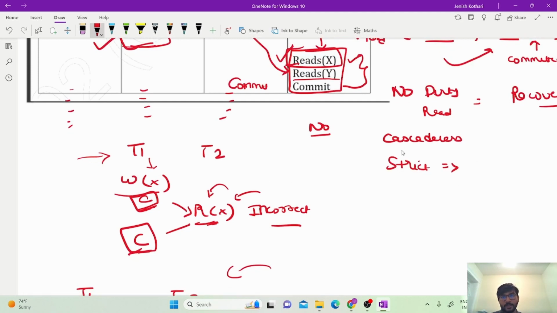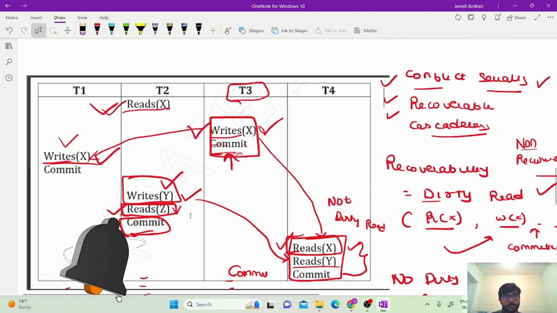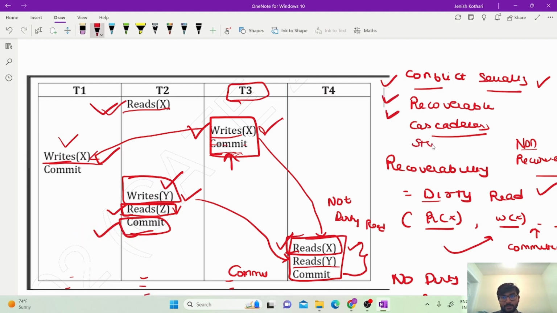In case it is asked whether it is strict or not, you can look up the definition of strict schedules. Every strict schedule is a cascadeless schedule. That's the reverse case in a Venn diagram. If we try to represent it, the strict schedule is over here, and the cascadeless schedule is over here. So every strict schedule is a cascadeless schedule. So that's fixed. The answer for our question is: the given schedule is conflict serializable, yes. Recoverable, yes. Cascadeless, yes. And we also find out that it is strict. So this was the problem solution.